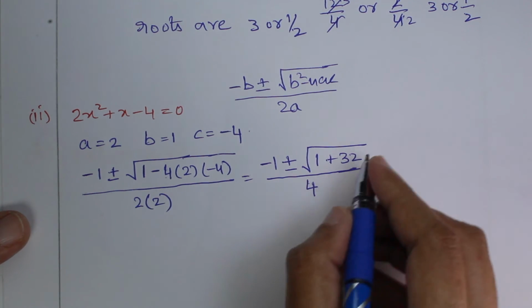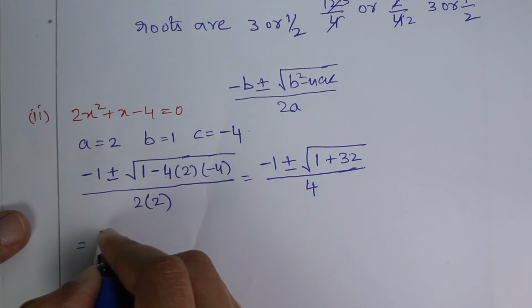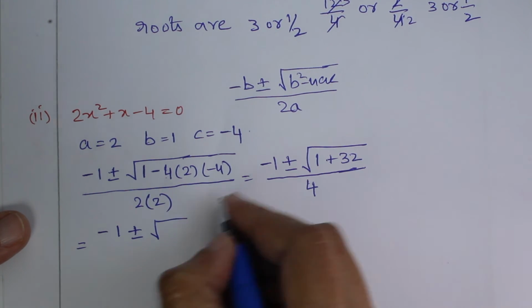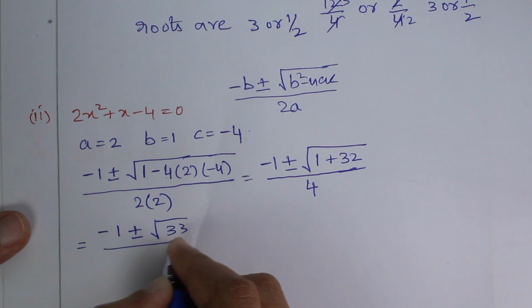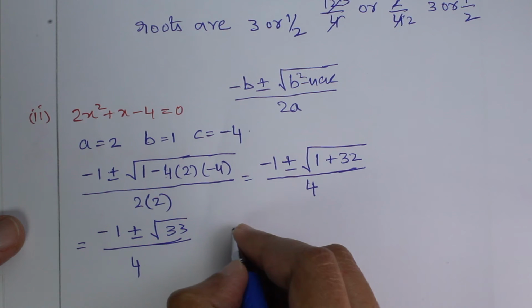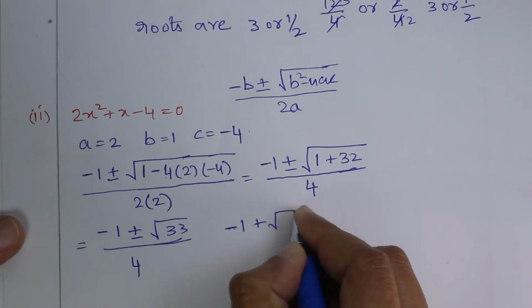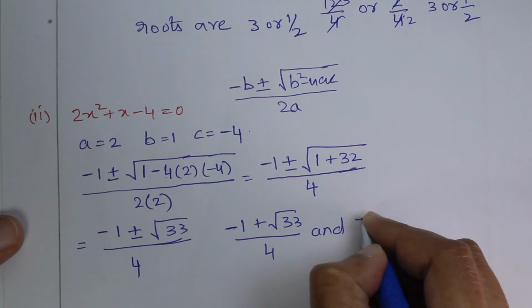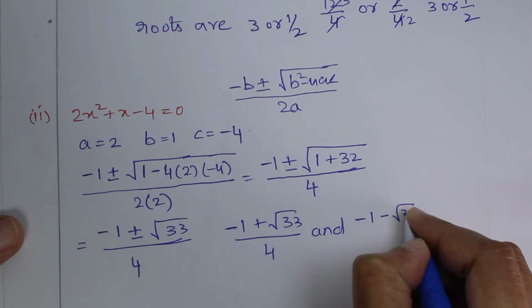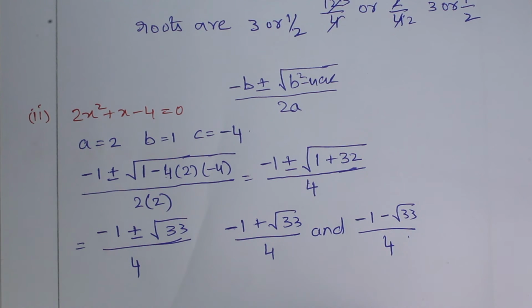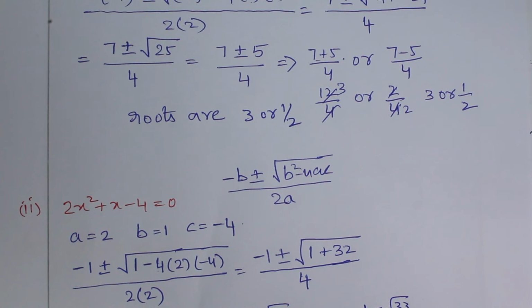Okay. Now this is equal to minus 1 plus or minus square root of 32 plus 1 is 33 divided by 4. So the roots are minus 1 plus root 33 by 4 and minus 1 minus square root of 33 divided by 4. There are two roots for this equation.